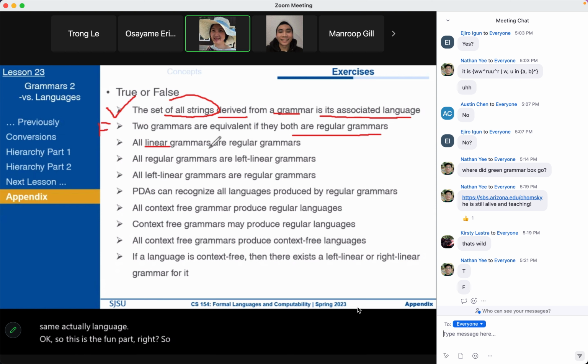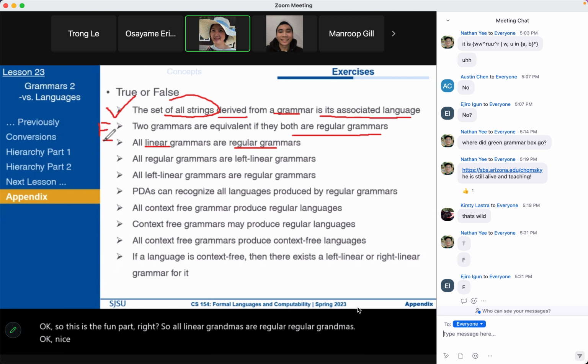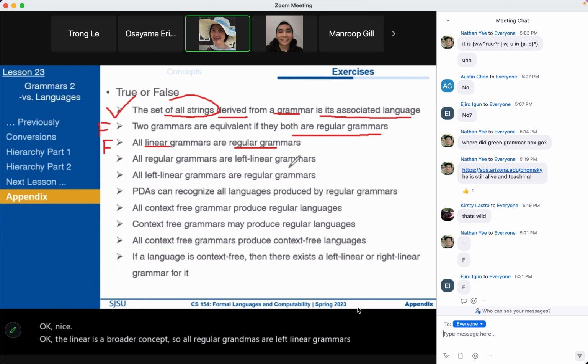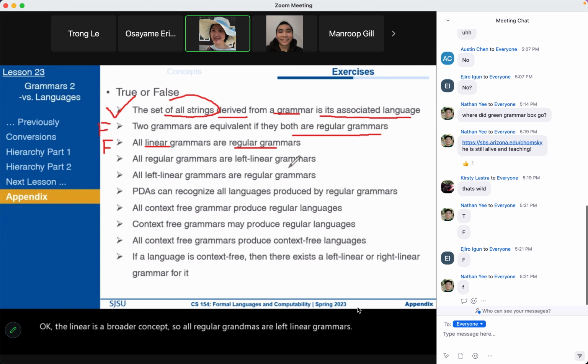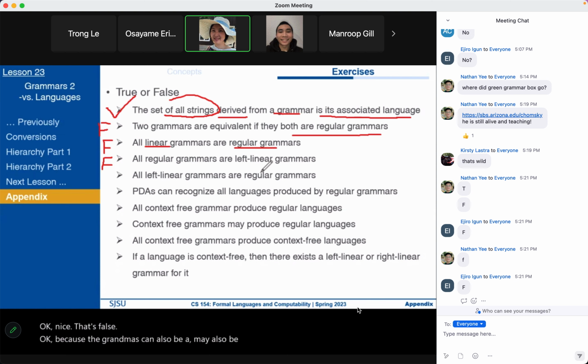Okay, so this is the fun part, right? All linear grammars are regular grammars. Okay, nice. The linear is a broader concept. All regular grammars are left linear grammars. That's false, because the grammars may also be right linear. And also the regular grammar is a broader concept than left linear or right linear.